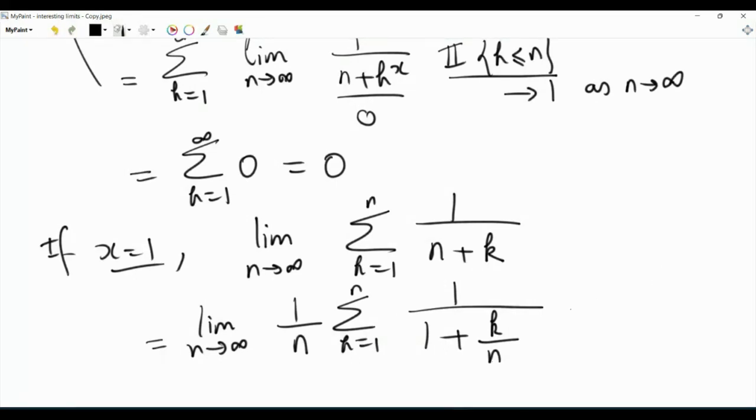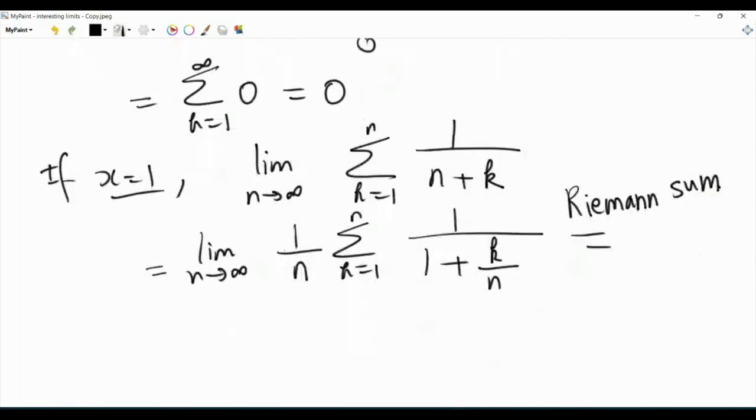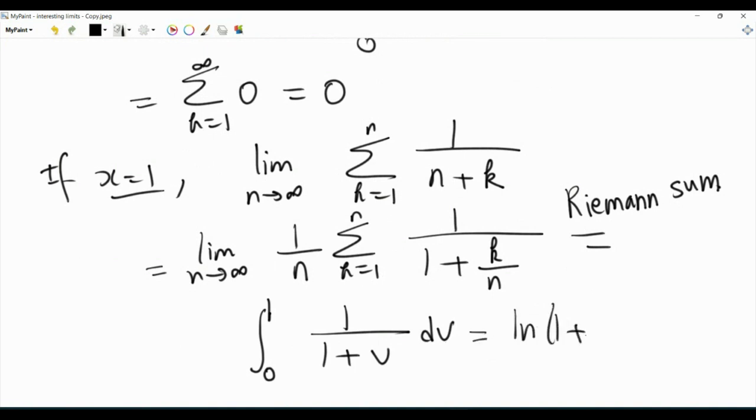And this looks very much like a Riemann sum. So we have a delta, which is 1 over n, and it goes to 0 as n goes to infinity. This is k over n. As n tends to infinity, this is the integral from 0 to 1 of 1 over (1 plus v) dv. This is this integration written as a Riemann sum. This integral is ln(1 plus v). And if we use the integration limits, this will give us ln 2.